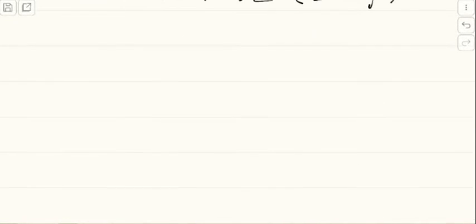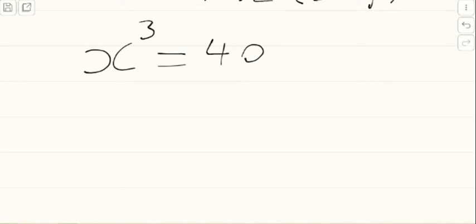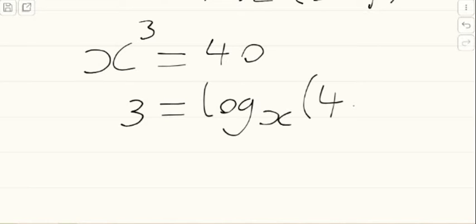And finally, let's look at one more example. Let's look at x to the power of 3, which equals 40. Now remember, we're not solving for x, we're just rewriting it using logarithms. So what we can say here is 3, i.e. the power, is equal to log to the base x of 40. So again, x to the power of what number is equal to 40? That's what that's telling us.